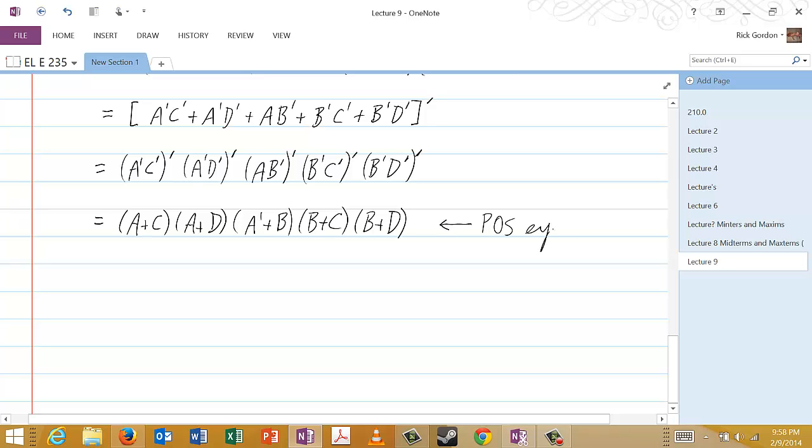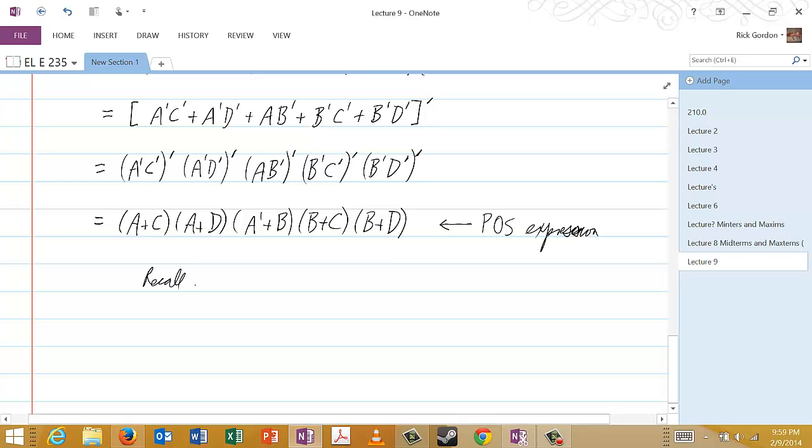And notice that now we have indeed achieved a product of sums expression. However, our goal was to get a max term expansion, which is a special kind of POS expression. And you can clearly see that this is not a max term expression, because in fact not a single one of these terms is a max term. Remember that to get a max term we need to have all of the variables present in either complemented or uncomplemented form. So the question becomes now, what do we do to move from this POS expression to a max term expansion?